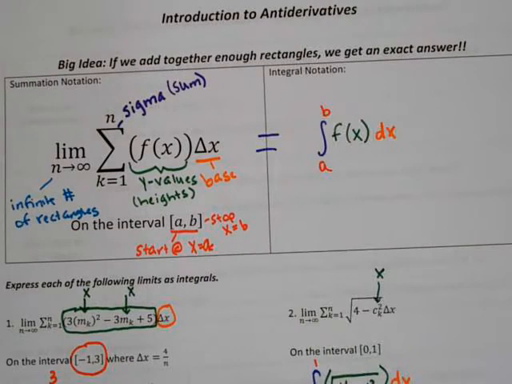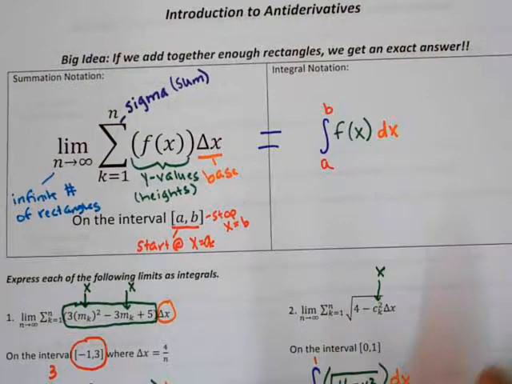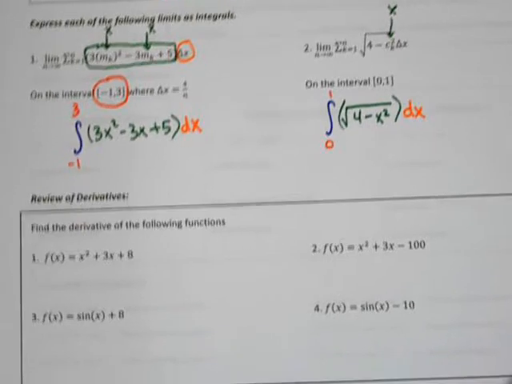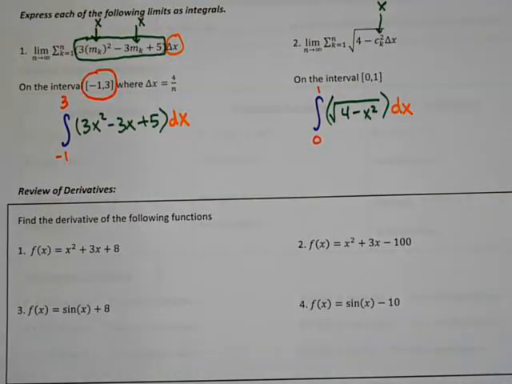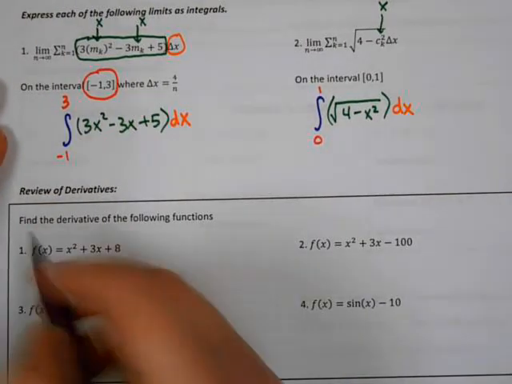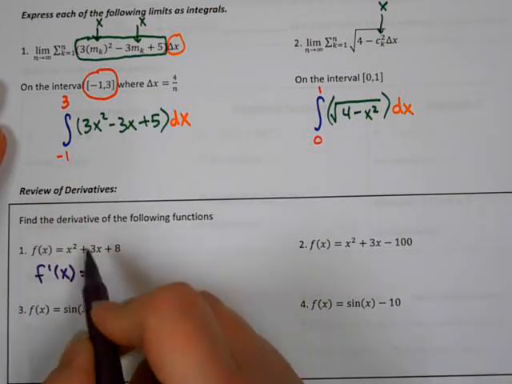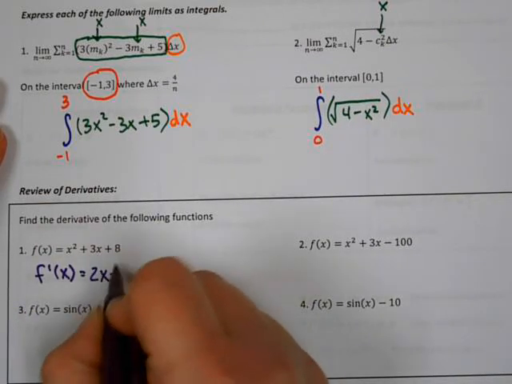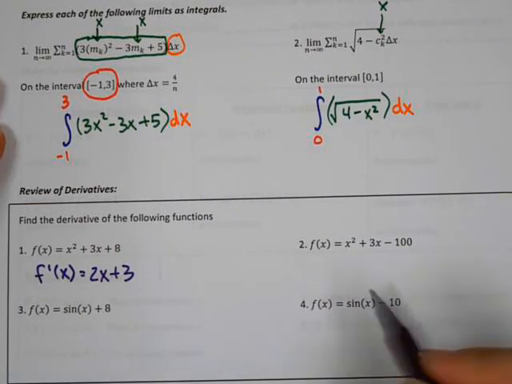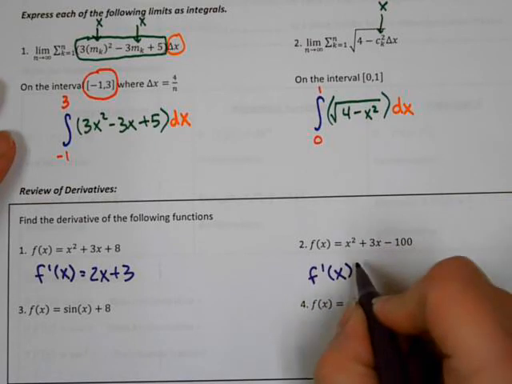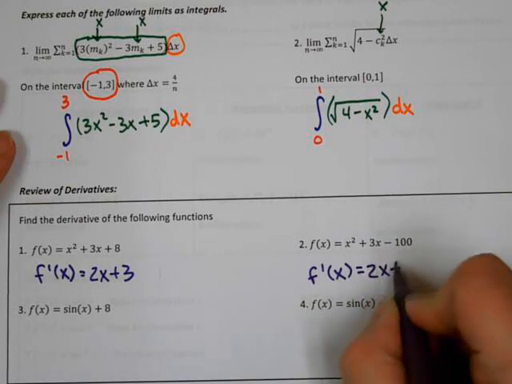Now, before we get into truly these antiderivatives, let's do a really fast review of derivatives. So you guys know how to take derivatives. We've been doing it for a long time now. So if I want to take the derivative of this f of x, I know that f prime of x is going to equal 2x plus 3. All right, for example 2, f prime of x, that's also going to be 2x plus 3.